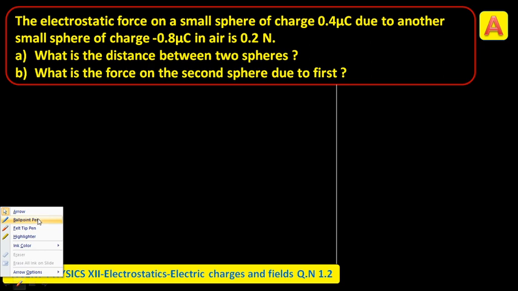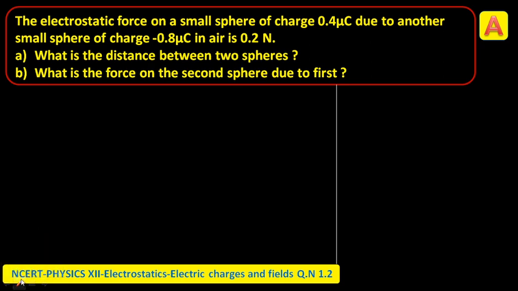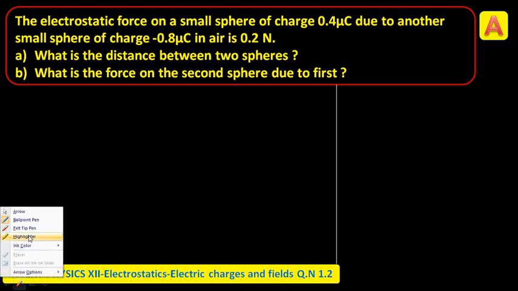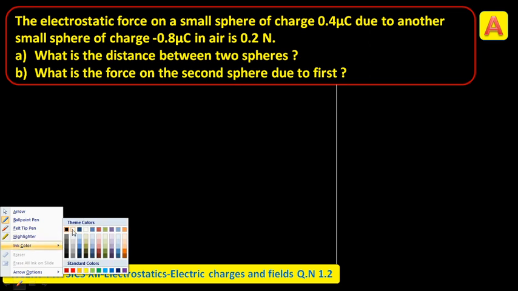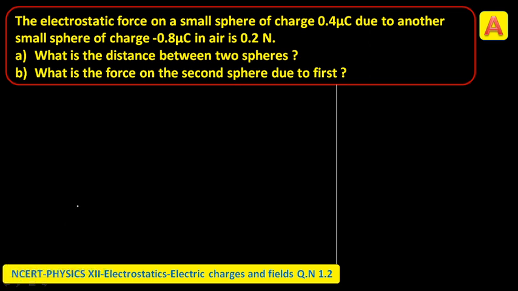In the last class we learned something about Coulomb's law. What is that one? F is equal to K into Q1 Q2 by R square.